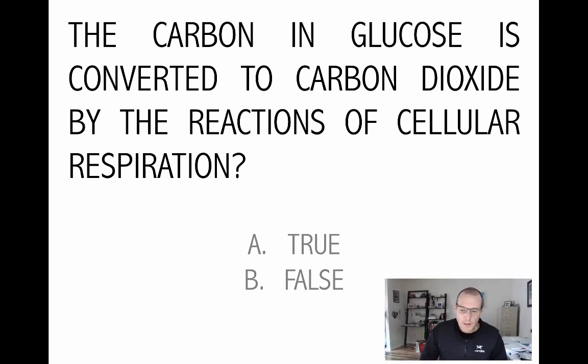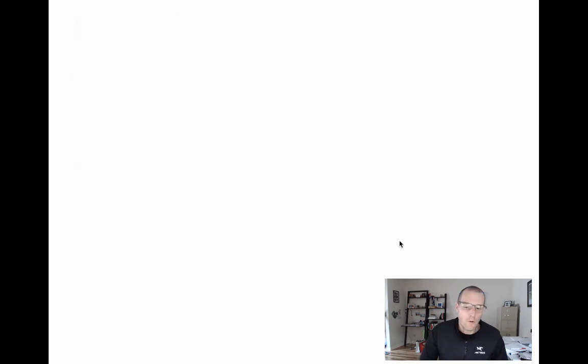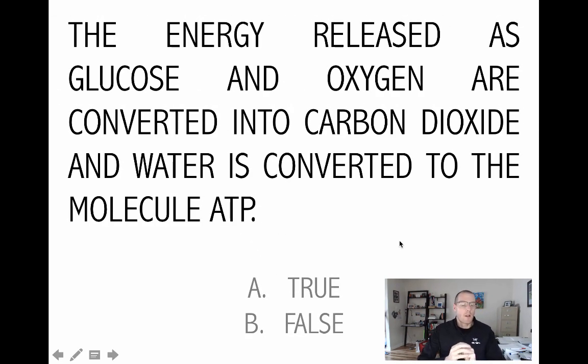Okay, so I'm actually going to skip back to a question, and I want to take a look at this question here. This was the second one in the series. The energy released as glucose and oxygen are converted to carbon dioxide and water is converted to the molecule ATP. When I ask this question in my face-to-face classes, or generally, people say, yeah, this is true, this is what happens. The energy is converted into ATP. And that's not technically true. The correct answer to this is false. This isn't actually what happens.